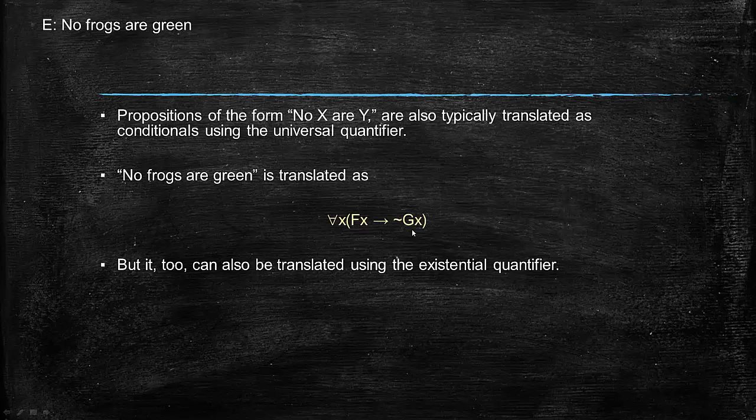But it also can be translated using the existential quantifier, and you might be able to figure this one out on your own, so you might want to pause and see if you can do it. The proper way to use the existential quantifier here, again, is to use an ampersand and a negation, but now we'll say it's not the case that there exists an X such that it's a frog and it's green, okay? So nothing that's a frog is green. No frogs are green is how we would say that. Of course, that's false, but that doesn't matter.